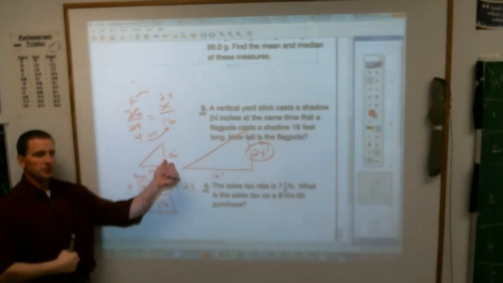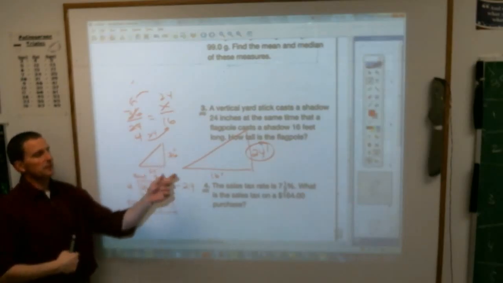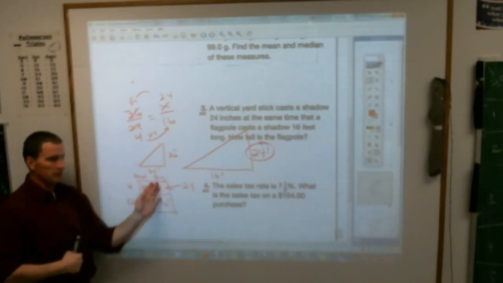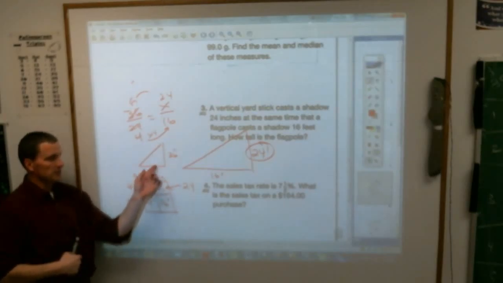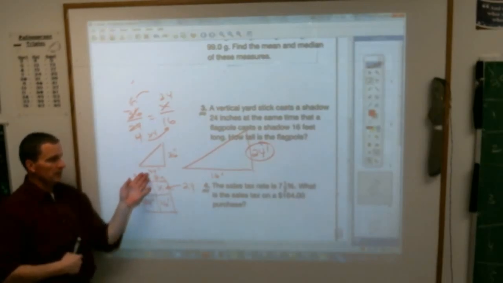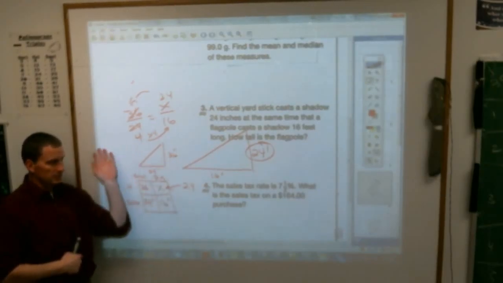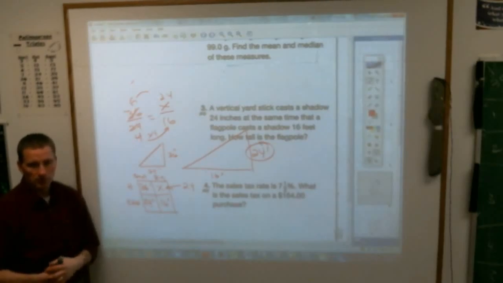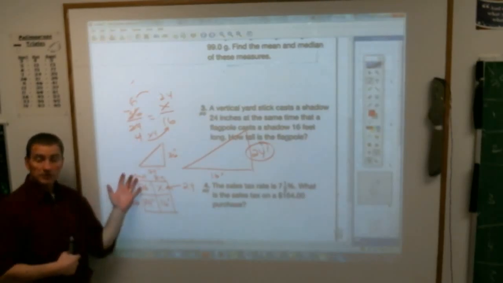I would say make sure you change this into the same unit of measurement. These two don't have to be the same, as long as you do your ratio like this, but these certainly, you don't want to make this yards and that inches, because then you'd end up with 16 times something would be some huge number there. Note to self.